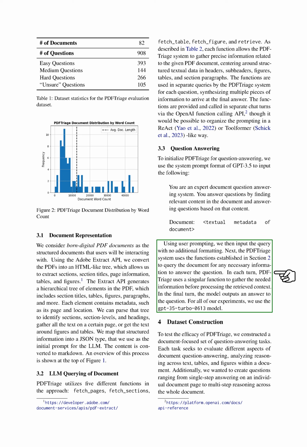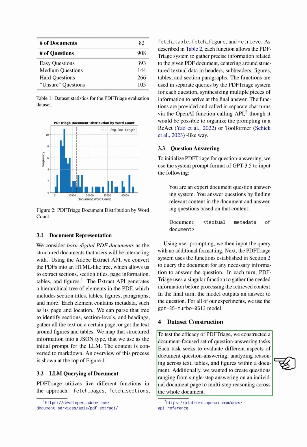Next, the PDFTriage system uses the functions established in the previous section to query the document for any necessary information to answer the question. In each turn, PDFTriage uses a singular function to gather the needed information before processing the retrieved context. In the final turn, the model outputs an answer to the question. For all of our experiments, we use the GPT-3.5 Turbo 0613 model.